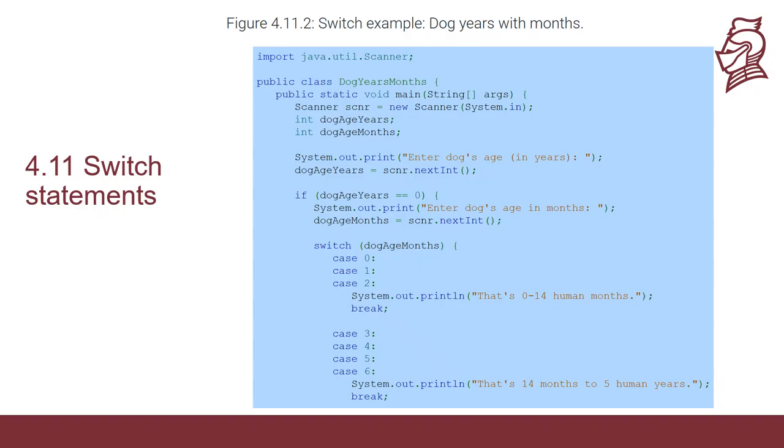Here's another example. This is with months. I encourage you to look through that. You'll notice it has dog age months, and it would include case 0, 1, and 2. So it would match on all 3 of these right here, and then print that's 0 to 14 months. So you can do a range with a switch statement too, although that's a little bit less usual.